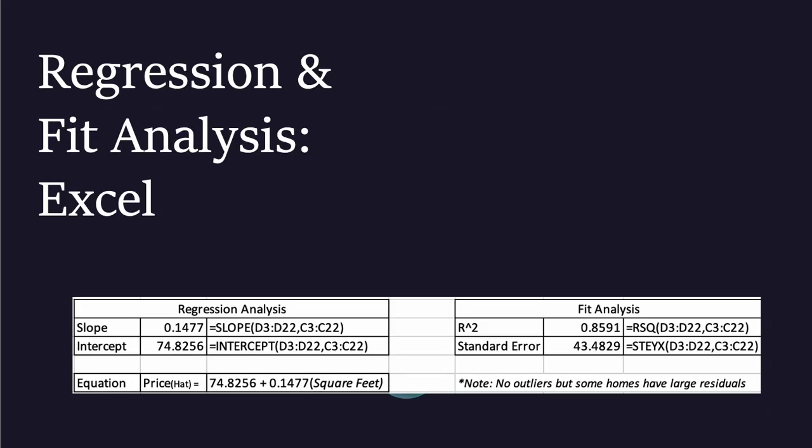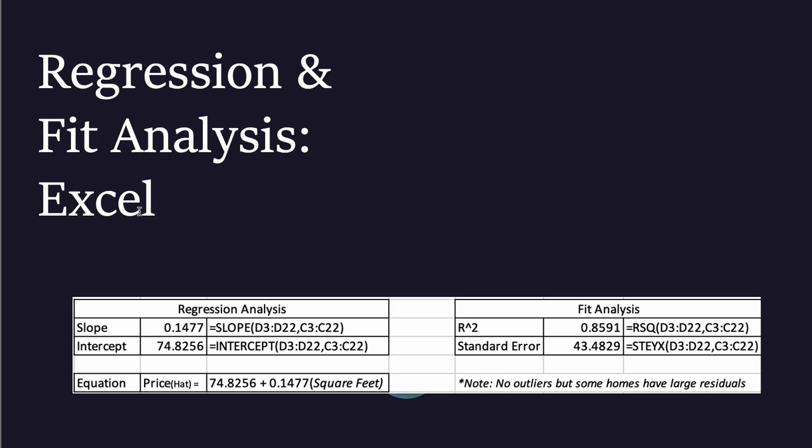regression and fit analysis. This slide just shows our equation of price hat equaling 74.826 plus 0.1477 times a square footage value, and our R-squared value of 0.859. This allows us to understand that 85.9% of the variation in price is explained by home size. Now, only 85.9%, meaning that the remainder of the percentage is made up of other factors, but square footage is still a strong predictor.